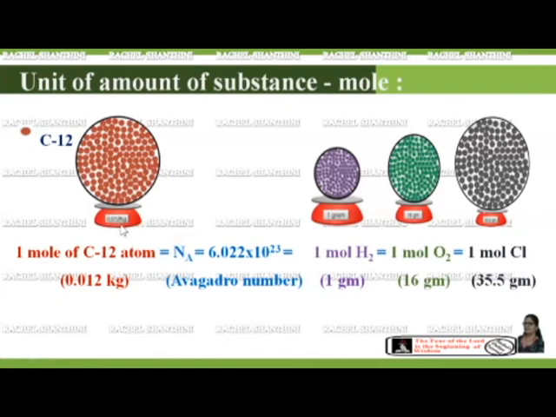How much amount of substance is present in 1 mole? In 1 mole we have 6.022 into 10 to the power of 23 elementary entities. Whatever the substance may be, whether carbon or hydrogen or oxygen or chlorine, 1 mole contains 6.022 into 10 to the power of 23 elementary entities, and this is called 1 mole.